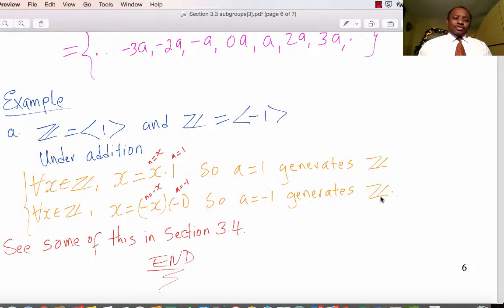This is just the introduction of cyclic groups. The entire section 3.4 is on cyclic groups. So we shall come back to this in 3.4.